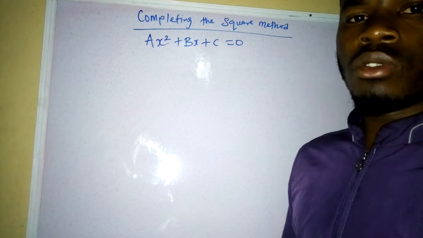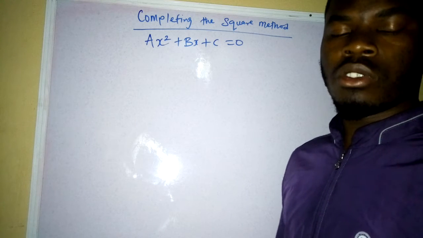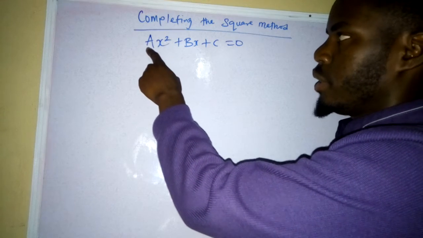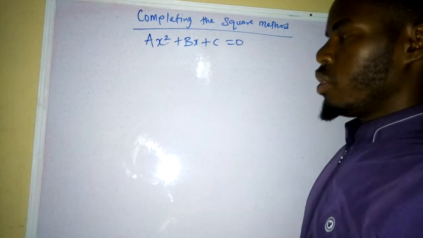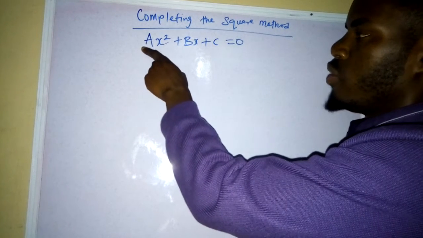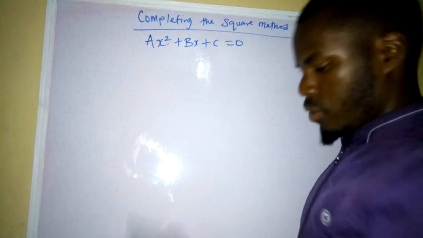So in order to use the completing the square method successfully, first we must ensure that the coefficient of x squared is just 1. In order to make the coefficient of x squared 1, we have to divide all through by the coefficient of x squared, which is a in this case.